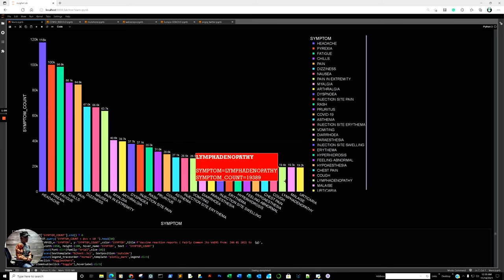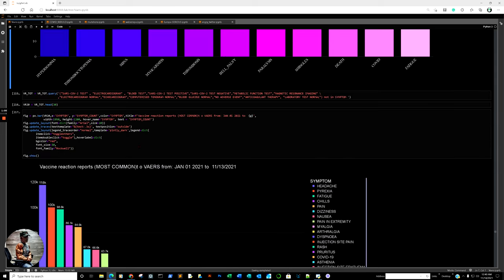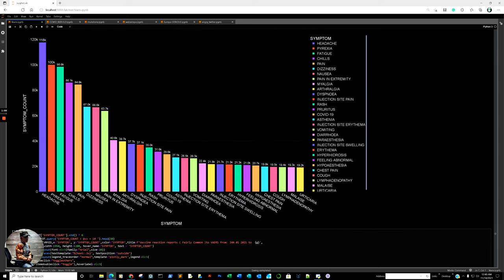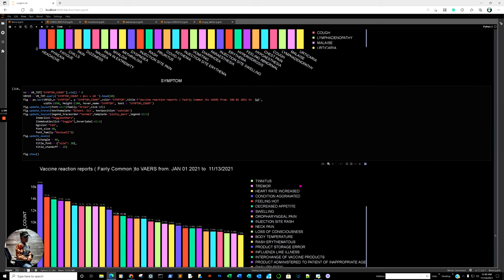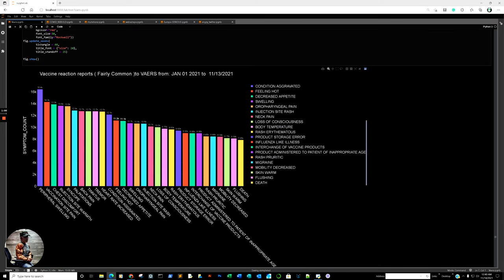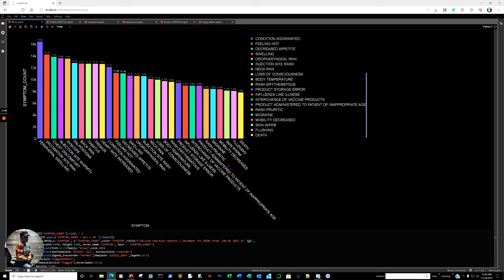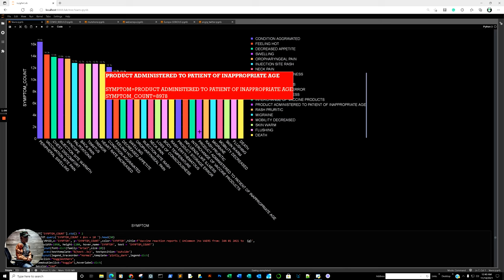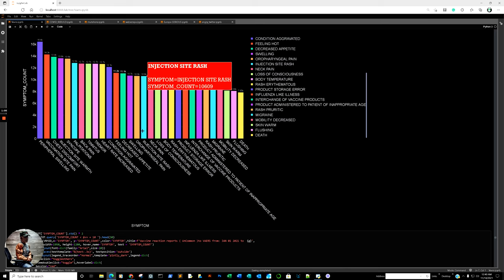And so you're seeing the reports now from the symptom column and not from the symptom text. So I want you to make note of that, and I'll explain that a little bit later on when I have more time. So this is from the symptom column, not from the symptom text. These are symptoms which are not as common, fairly common, but not the number one. Peripheral swelling, vaccination site pain, chest discomfort, a product administered to patient of inappropriate age. That's like a lot of them. Loss of consciousness, neck pain, injection site, and so on and so forth. So these are the ones that are not as common.